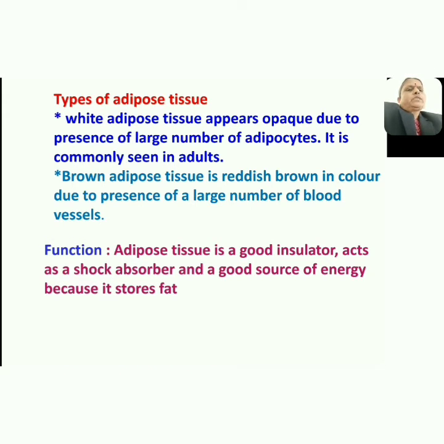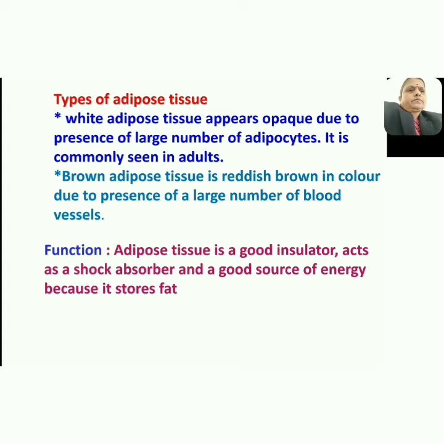Adipose tissue functions as follows. Number 1, it acts as a good insulator. Second, it acts as a shock absorber. Third, it is a good source of energy because of storage of fat. They function as storage of fat.